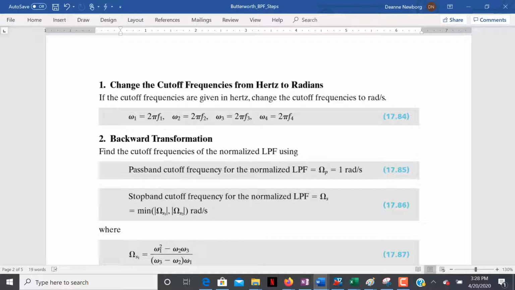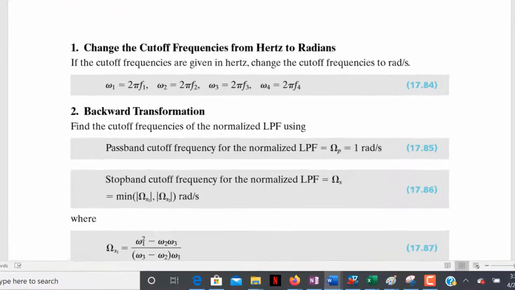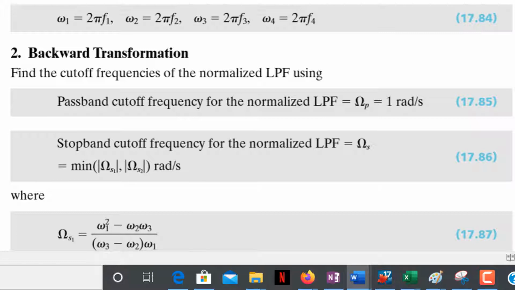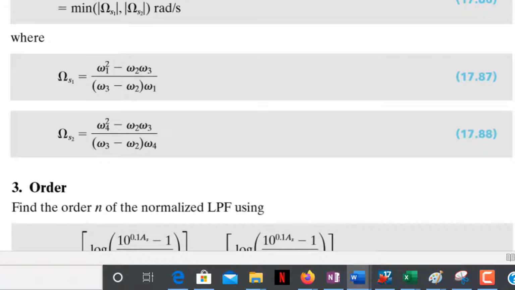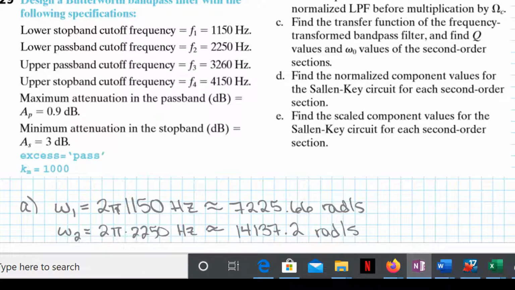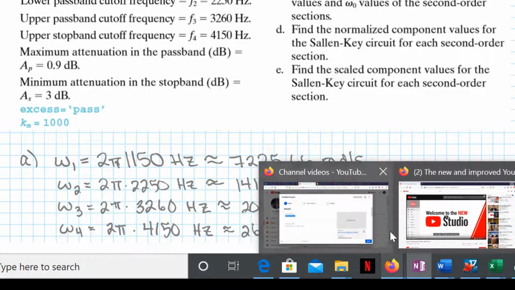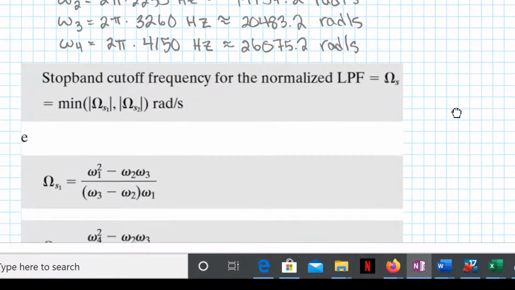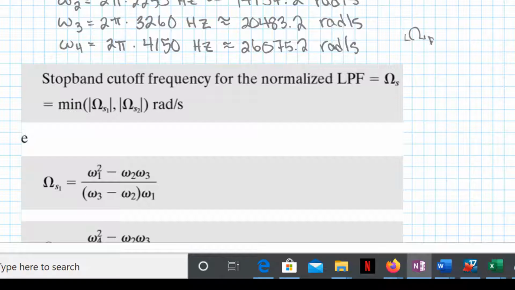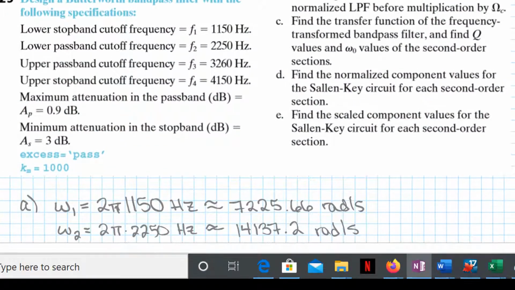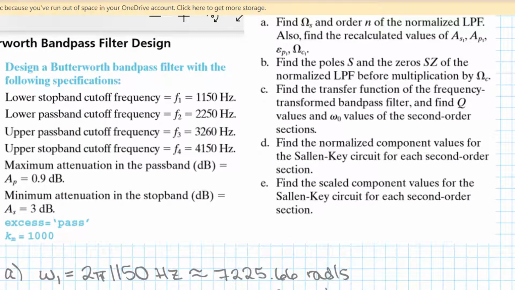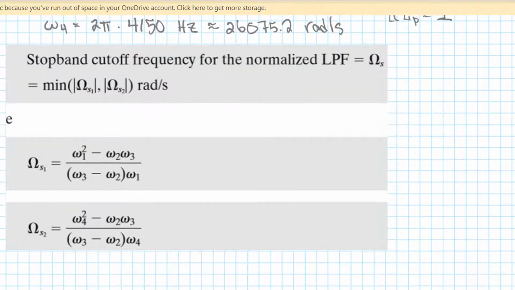So for bandpass, capital omega P is 1 and capital omega S is, okay, so this is a little bit more complicated than the other one. Okay, so I already did converting my frequencies from hertz to radians here. So you just multiply all of these by 2 pi. Okay, so I saw on the previous page that the omega P was 1. So we have to find omega S, which is probably the first part, yeah. Find omega S, the order, and then the A's, epsilon, and omega C.